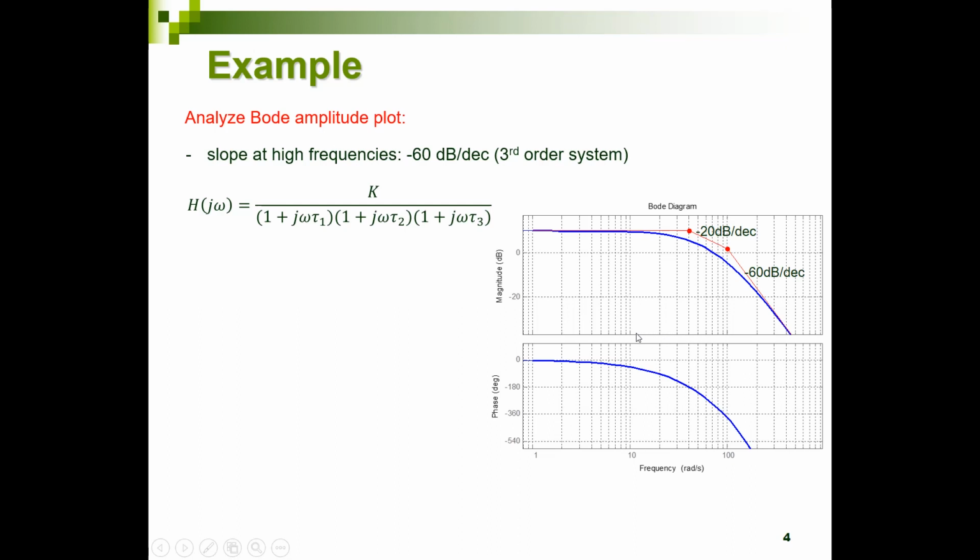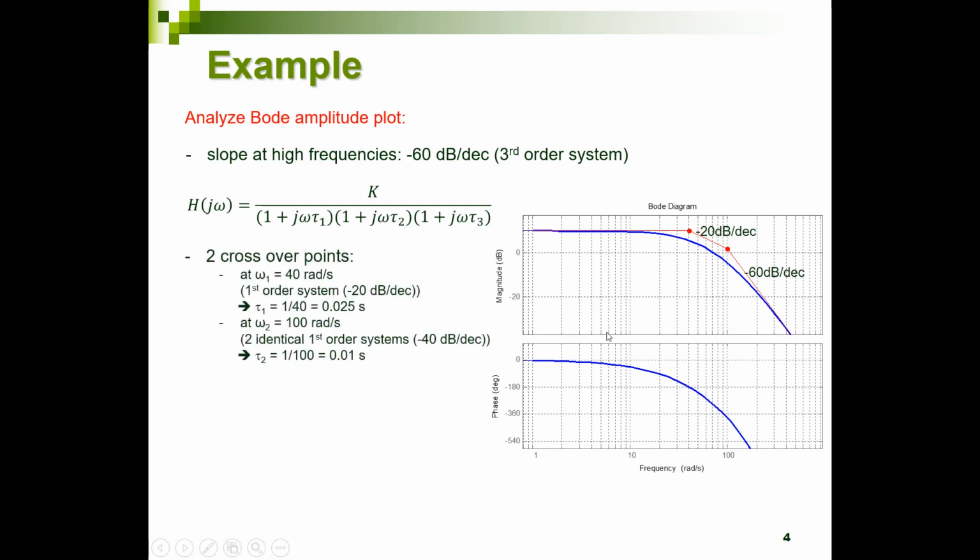So, let's have a look over here. This is 10 radians per second, this is 20, this is 30, and this is 40 radians per second. So time constant number 1 is 1 over 40, which is 0.025 seconds or 25 milliseconds. Here we see the drop from minus 20 dB per decade to minus 60 dB per decade.